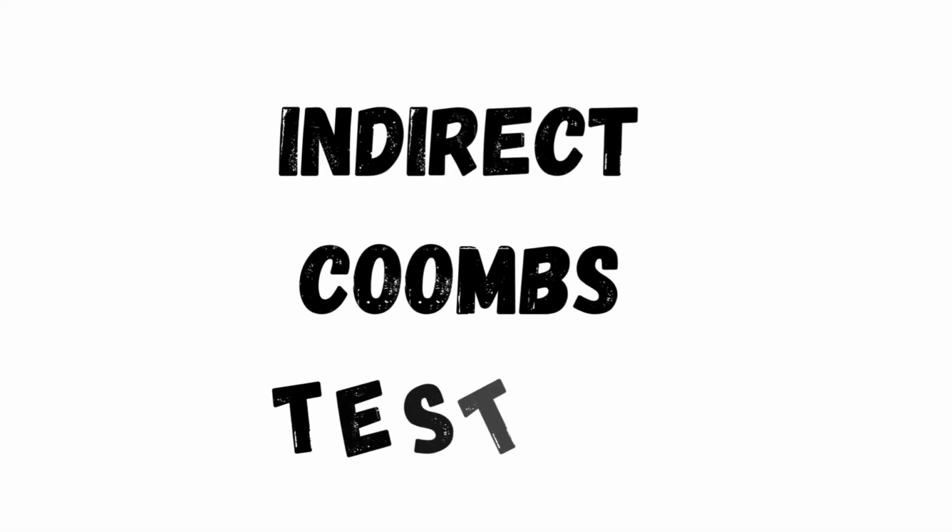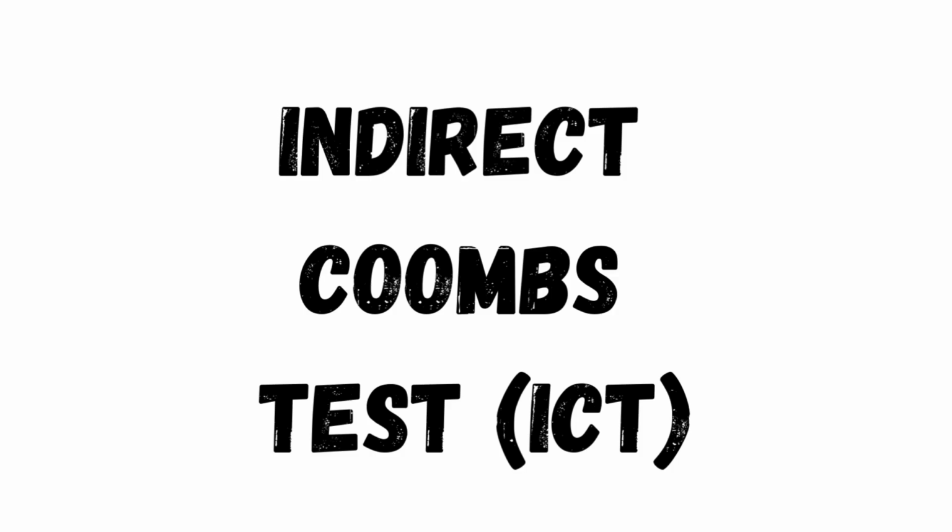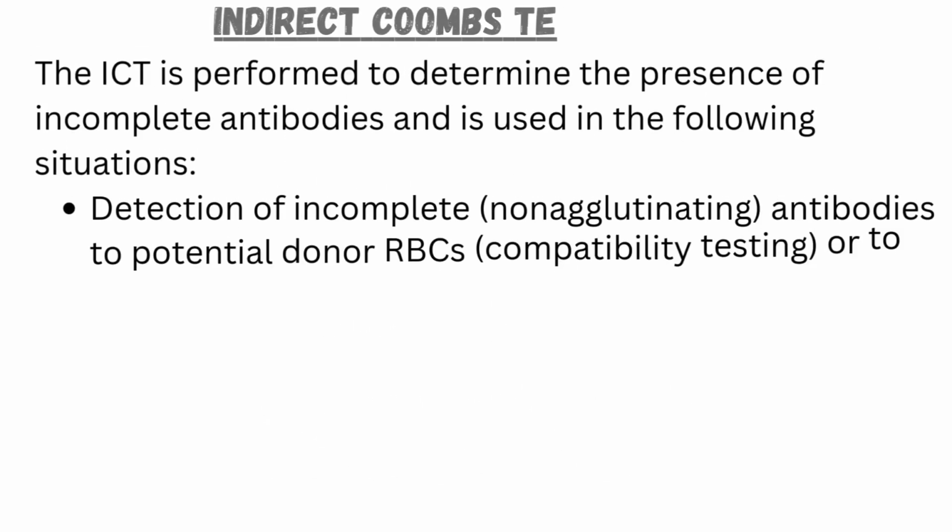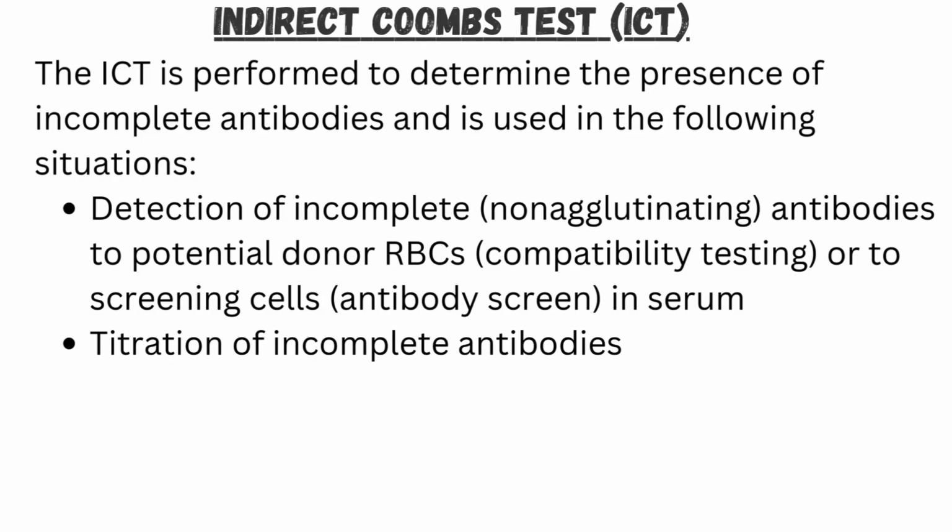Coming to the indirect Coombs test, ICT. The indirect Coombs test is used to detect antibodies present in the serum, not yet attached to red blood cells. It's commonly used before blood transfusions and during pregnancy to test for antibodies that could attack fetal red cells, usually in the case of hemolytic disease of the newborn.